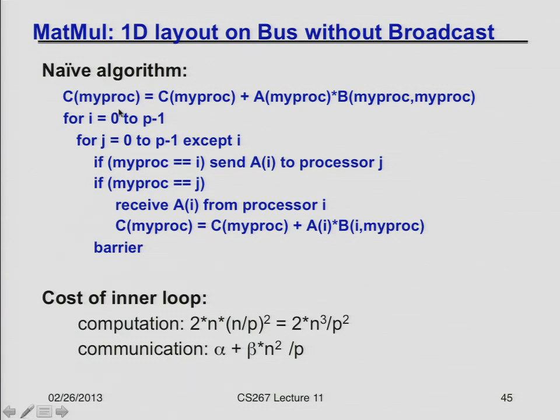So here's the algorithm. Each processor has its own processor ID, so I'm going to call myself myproc. So this code runs on every processor, and it's identical. The only thing that changes is my processor number, which runs from 1 to p.